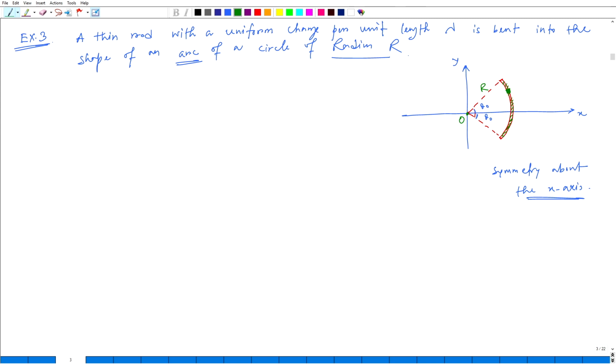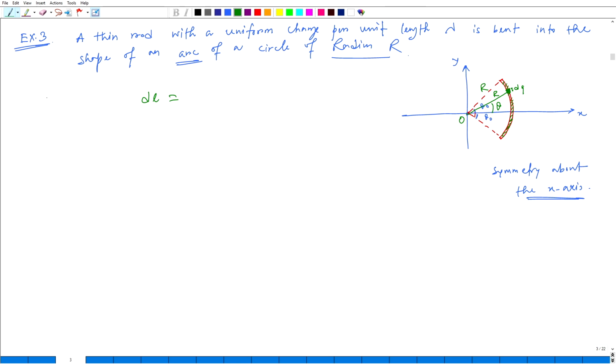The distance from the origin to this strip is r, since it is the radius. This one is fixed, and the angle is, let us say, theta. So at angle theta from the x axis, we consider a small strip with a charge dq, and the radius is r because this one is fixed. The differential length of this small strip is dl.